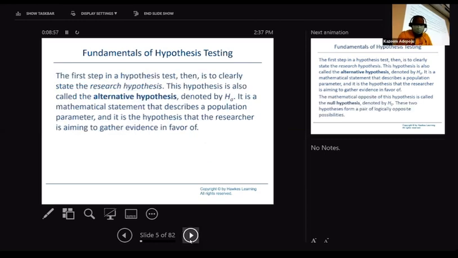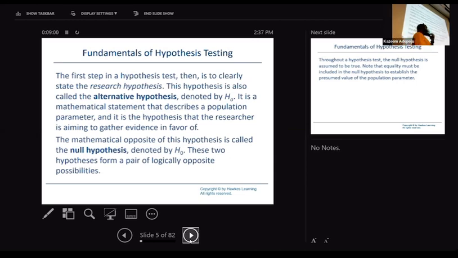Let me now tell you this. The very first procedure in conducting a hypothesis test is to specify the null and the alternative hypothesis. I'm going to say that again. The very first procedure is the specification of the null and the alternative hypothesis. Symbolically, we use H0 to represent the null hypothesis, and we use HA to represent the alternative. The two hypotheses are mutually exclusive because we're going to accept one at the end of the day.